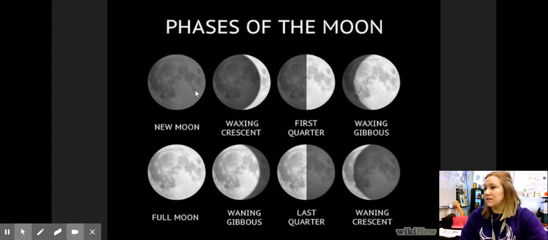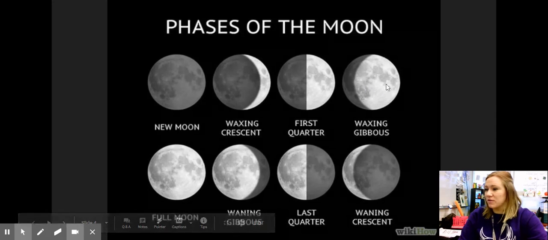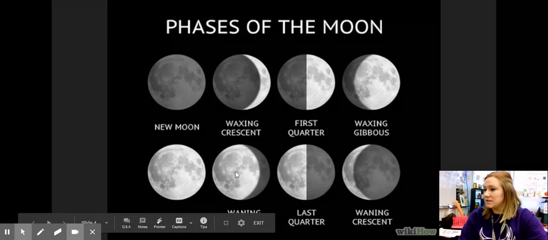These are the 8 phases of the moon. We have a new moon, which sounds like no moon, a waxing crescent, and again you see the light starts on the right. The first quarter, waxing gibbous. Waxing means getting bigger and gibbous means swollen. We'll talk more about all those words here in a minute. Full moon, waning gibbous, last quarter, and waning crescent.